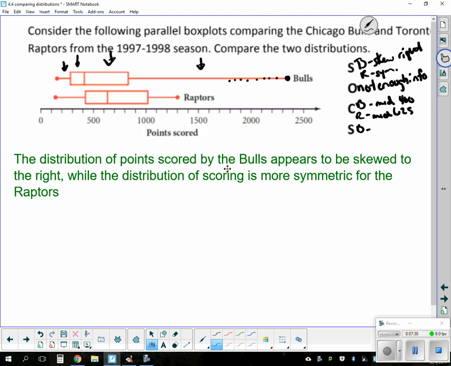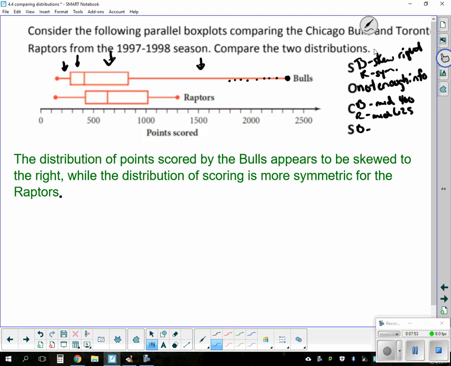The distribution of points scored by the Bulls appears to be skewed. Oh my gosh, I'm lying to you. I didn't start with that. I just didn't finish reading what I wrote. I did start with the very first S. I started with the skew. It appears to be skewed to the right, while the distribution of scoring is more symmetric for the Raptors. Okay, I gave a full and complete sentence. I missed the period, and that is exactly what you need to do.